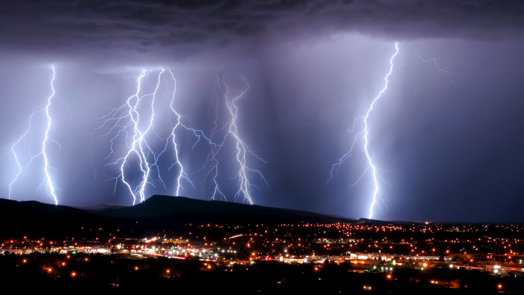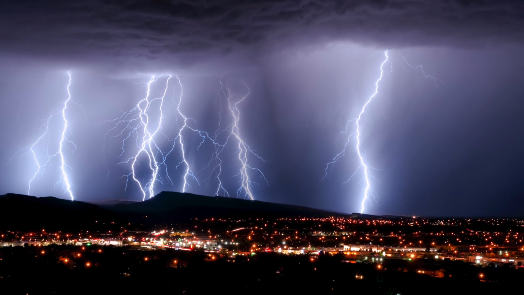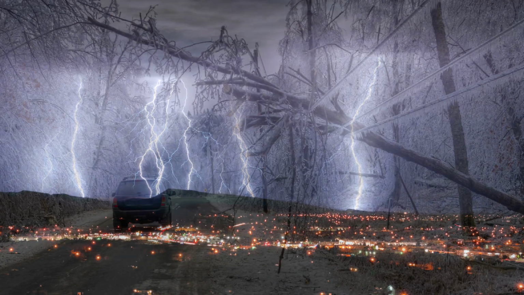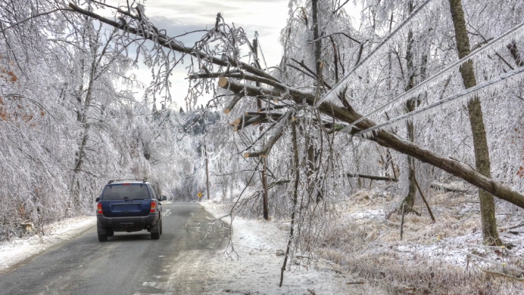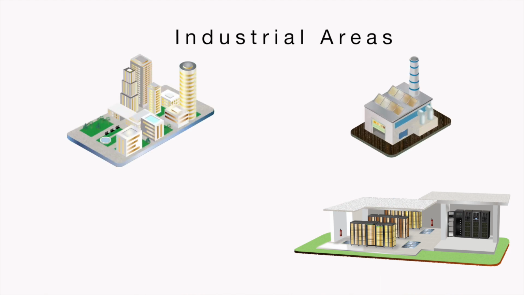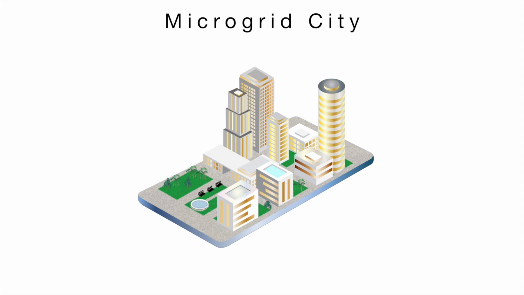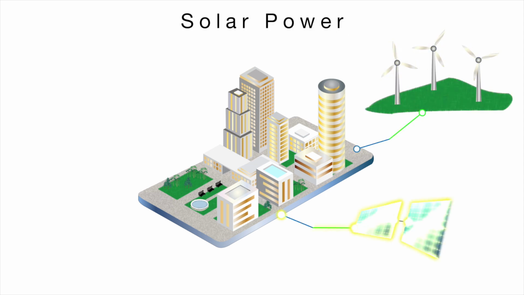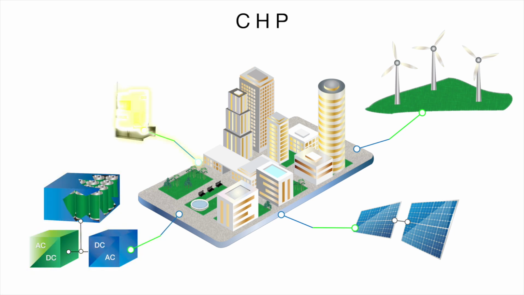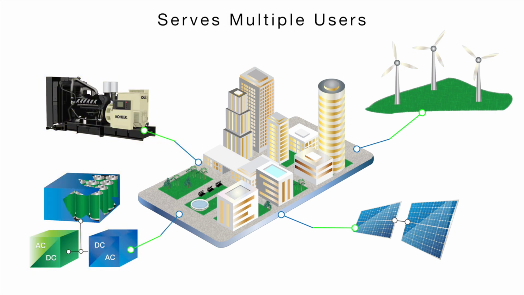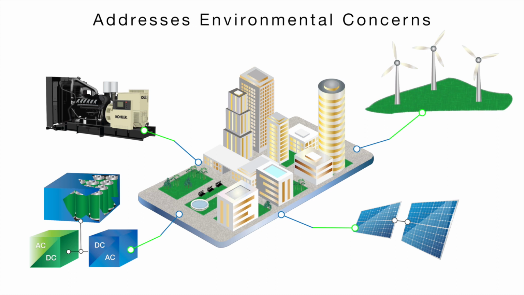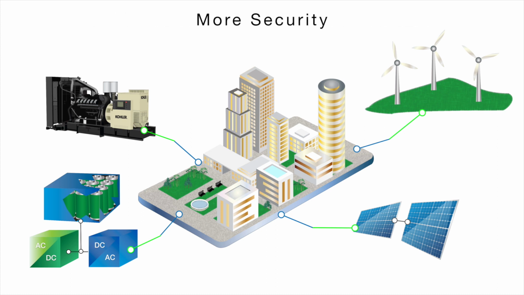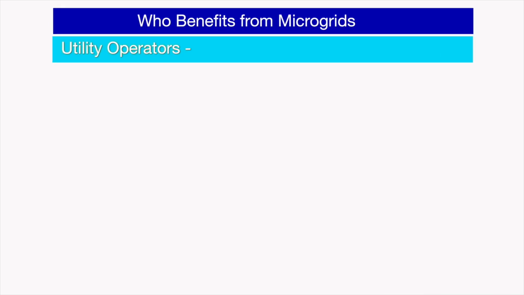As weather and other security-related issues affect the macrogrid increasingly, power-critical facilities are adopting microgrids to meet their power needs. Such applications include data centers, smart cities, industrial sites, or neighborhoods. Many cities are showing interest in power systems that can better integrate a variety of power sources, especially renewable, battery backup, and CHP systems, to serve multiple users and at the same time address environmental concerns and more security than the macrogrid can provide. Microgrids benefit many parties like utility operators.